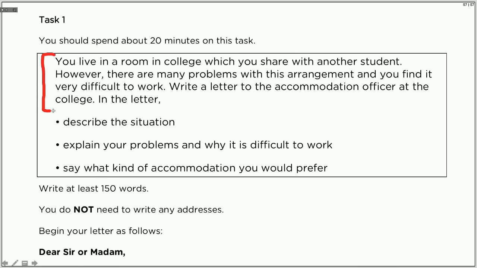In the letter, this is your paragraph one, paragraph two, paragraph three. Describe the situation. Explain your problems. Why it's difficult to work. Say what kind of accommodation you would prefer. Of course, don't blend your paragraphs. This is really important. You want to keep them very separate from each other. Keep them separate.